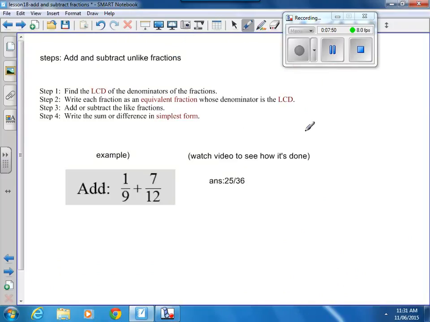So it's like, how do you do that? So once you find the LCD, here's the recipe for adding and subtracting unlike fractions. You write each fraction as an equivalent fraction having that LCD, and then you add or subtract your like fractions and write your answer in simplest form. Okay, so here clearly I have the answer snipped in, but let's see.